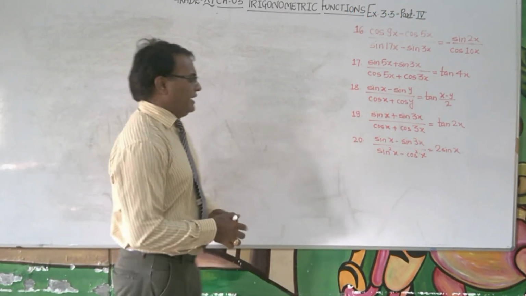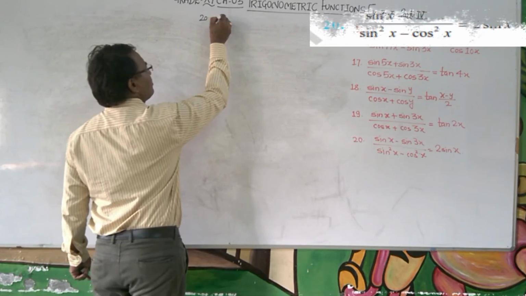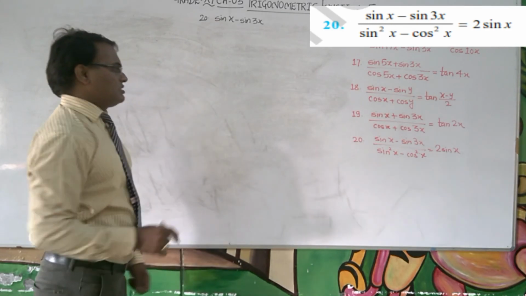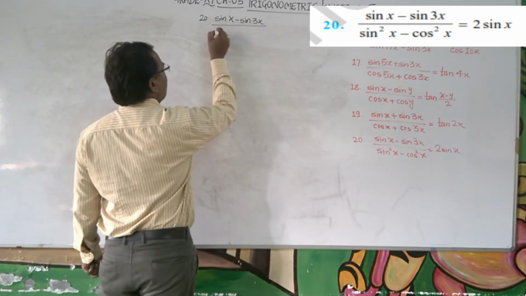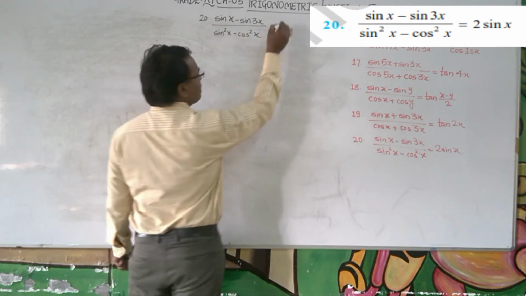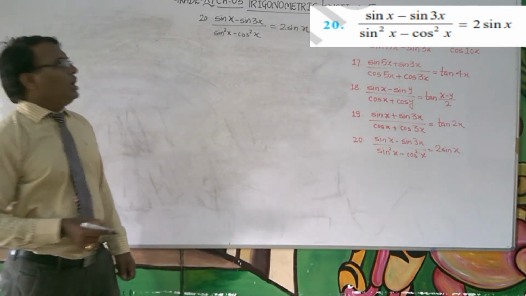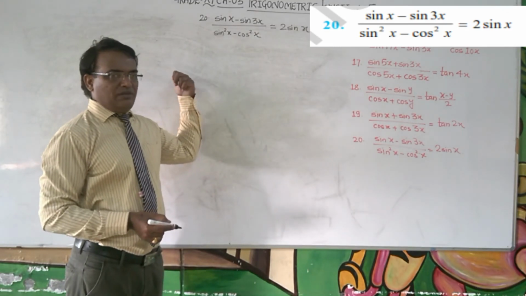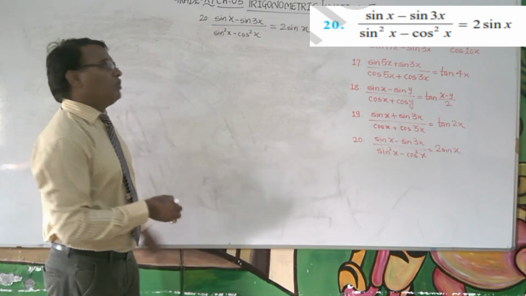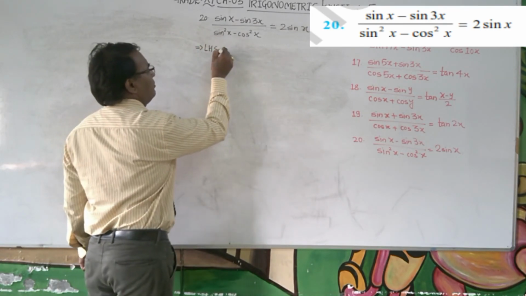Now sum number 20. What is that? Sum number 20 is (sin x minus sin 3x) upon (sin square x minus cos square x) is equal to 2 into sin x. Now here also the last sum's problem, that is whenever we do a minus b, we will have a problem. So again we will rearrange.